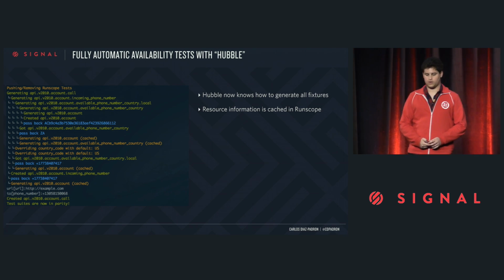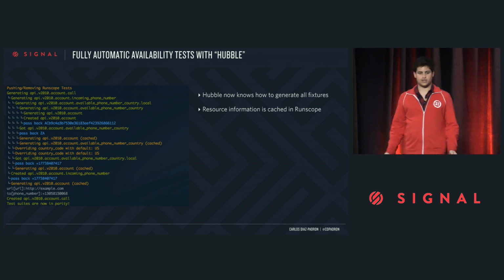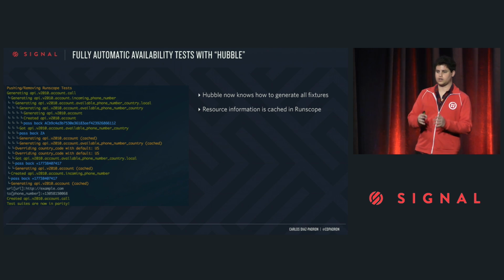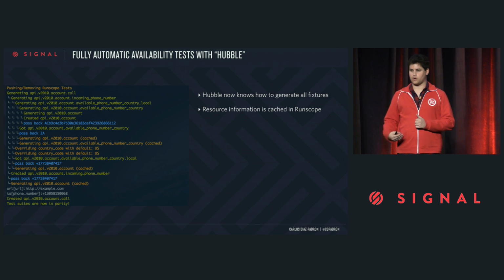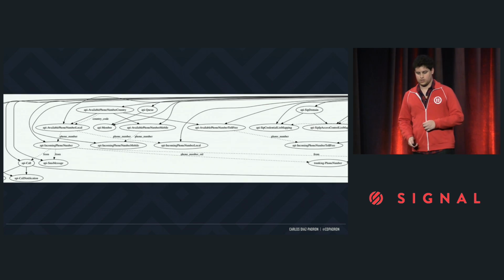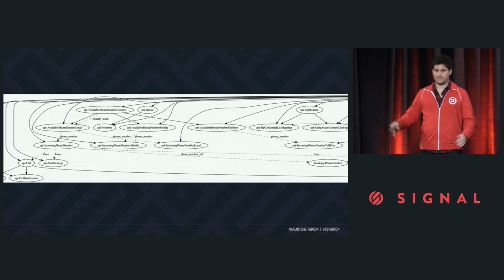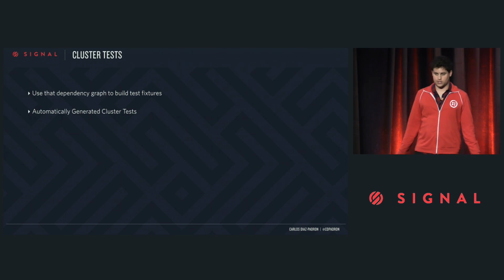From that, we're able to generate a couple things. For example, we were able to generate an automatic availability test for run scope. Anytime we have a new resource, that will automatically have not only internal tests on the library, but also availability tests that make sure that the API is working at all times. We can make little dependency graphs here to see what our API looks like. And we can make the cluster tests.